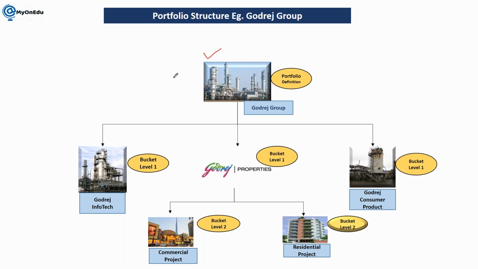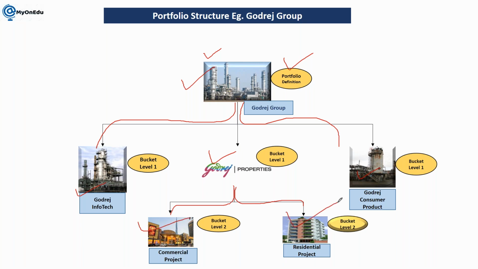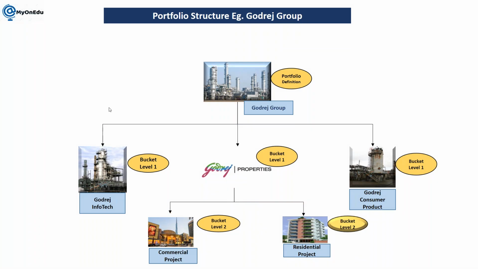So what we can do here is that Godrej Group will be considered as a portfolio definition, which will be divided into different buckets. Godrej Infotech and Godrej Consumer can be other buckets, and Godrej Properties will be another bucket. This bucket will have further different projects, like commercial projects or residential projects. So it's just the basics of your portfolio structure. This will drive the entire functionality of your portfolio system further.